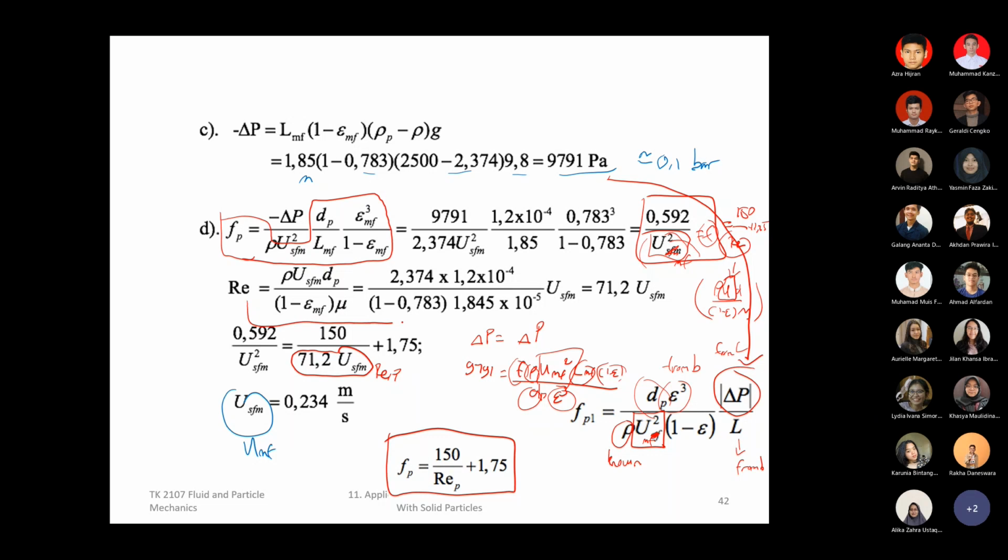Okay, so now you only have one equation with U as the only unknown variable, which is the UMF. From this correlation, now you can estimate that UMF, to get the fluidization condition expressed in the equation. It should have a minimum fluidization condition at 0.234 meter per second.